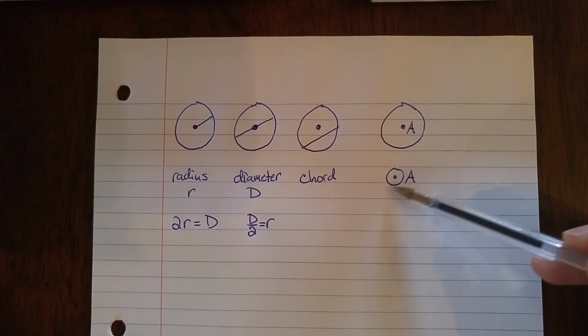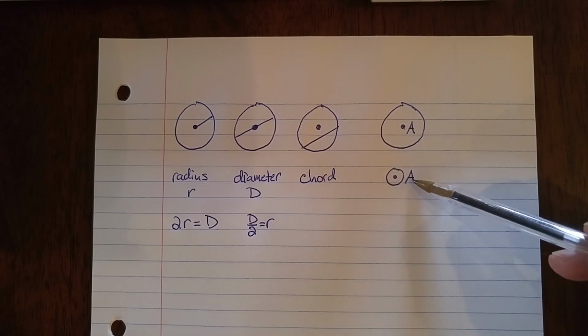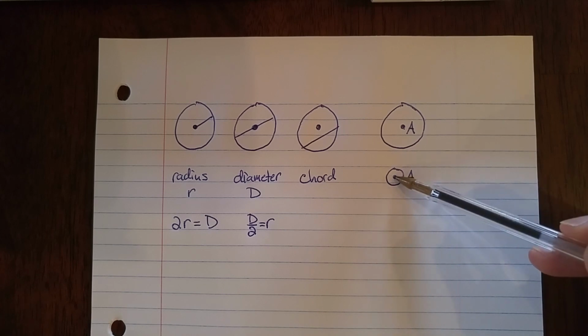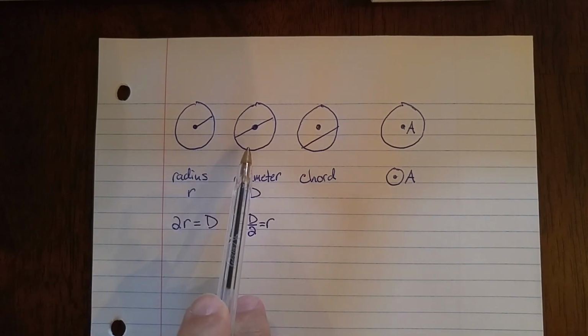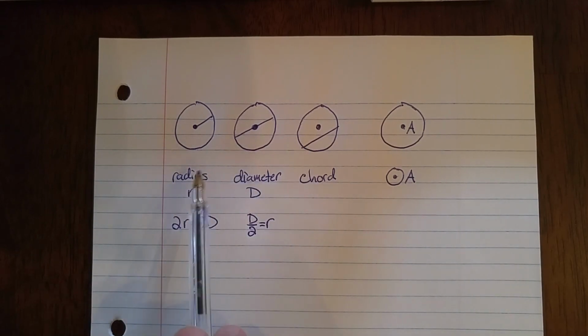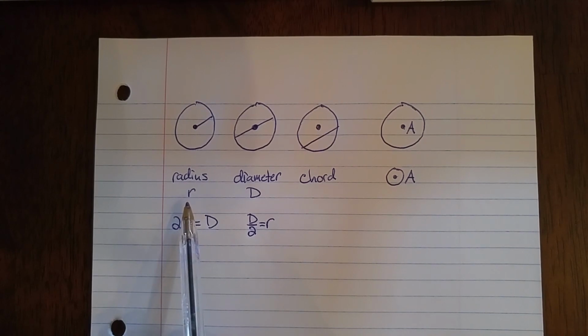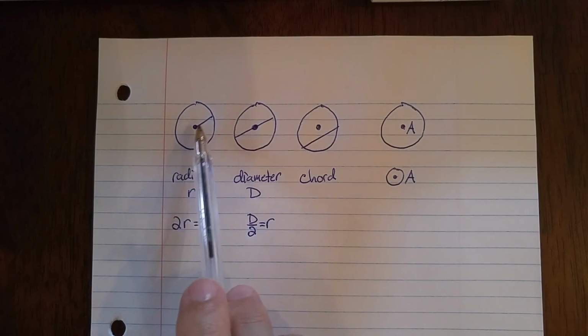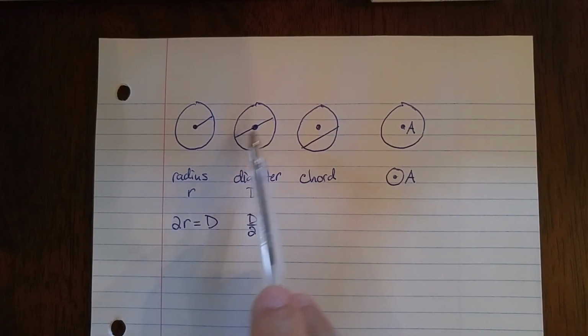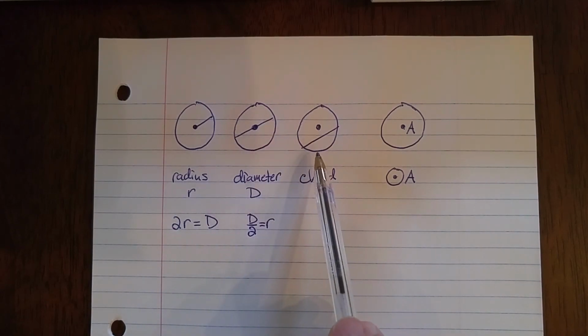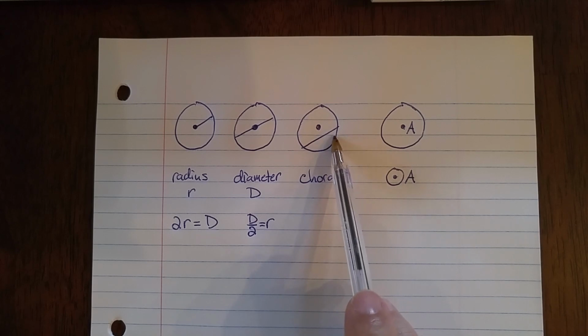The way we would write it is we draw a picture of a circle, including the center dot, and the letter that represents the center dot. Now, there were three segments that we learned about with circles: radius, diameter, and chord. So a radius, identified by lowercase r, goes from the center of the circle to the circle itself. A diameter, noted by a capital D, goes from the circle to the circle, but passes through the center. A chord goes from the circle to the circle.